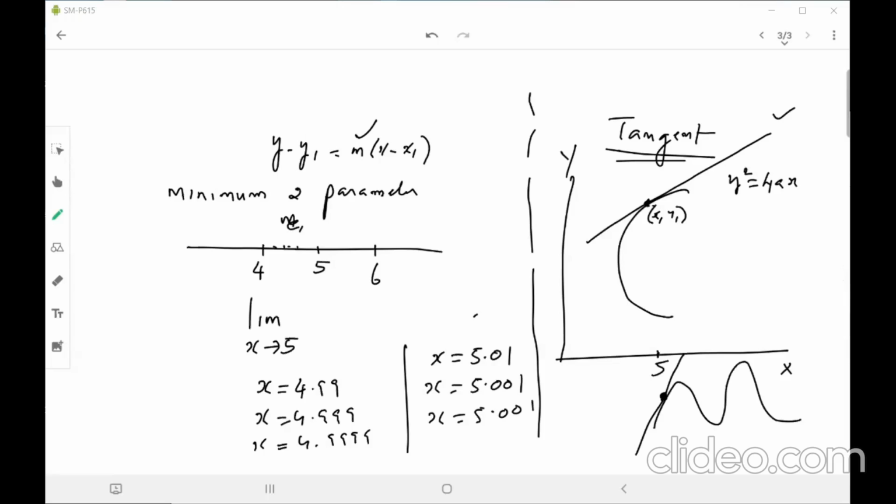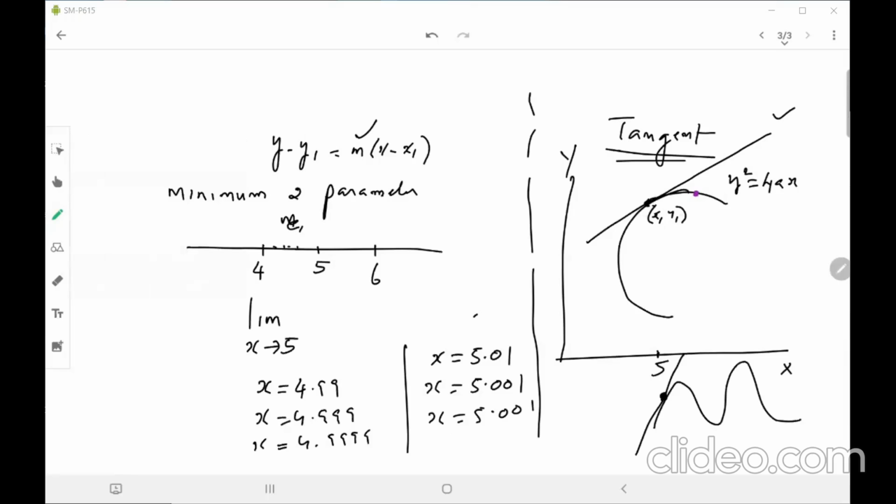So in this case, how do you approach this question? Since I need 2 values for getting the equation of a line, I take a point very near to that, somewhere here.